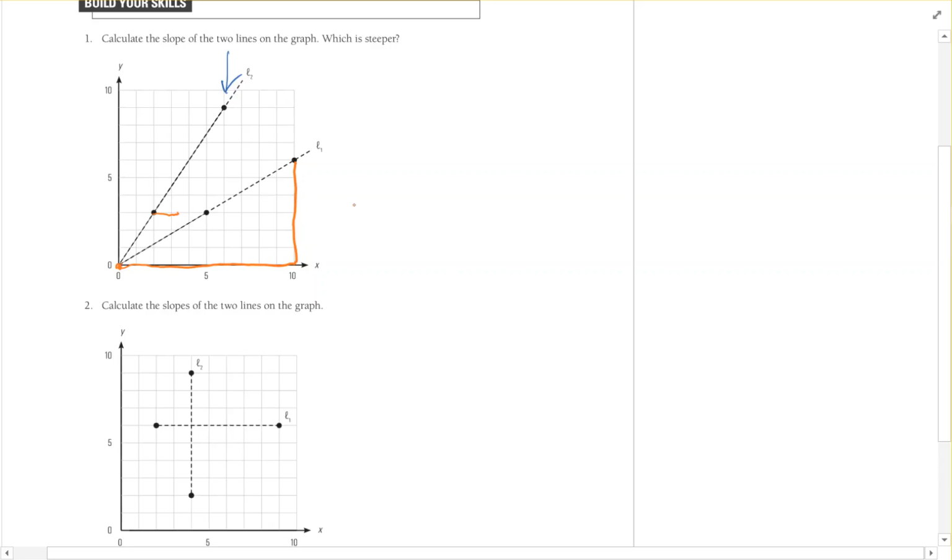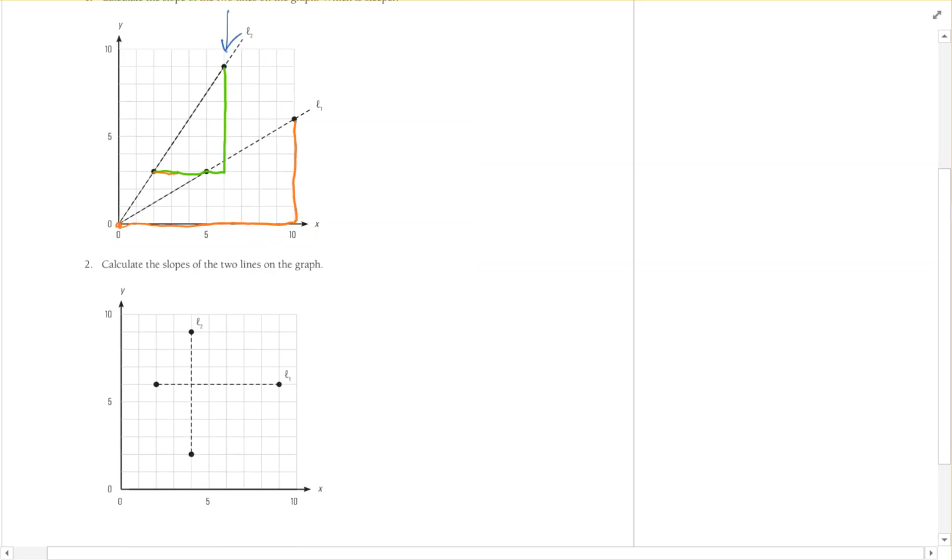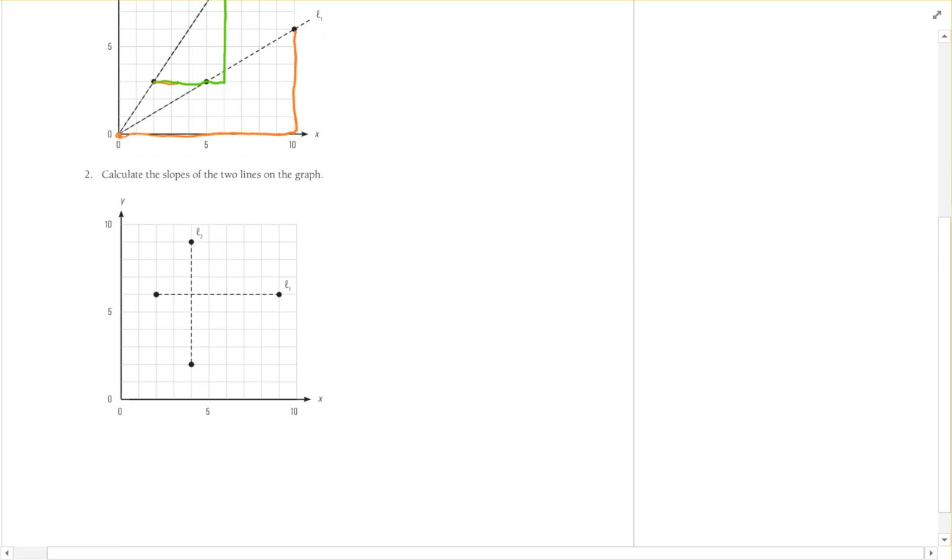I'll let you figure out what the slopes are for these 2 things. On the second one, you might go like this, or any triangle on that thing. It doesn't actually matter. So if you figure out what those are, I will give you a hand on this one because I know this one's a little bit misleading. It says calculate the slopes of the 2 lines on the graph.